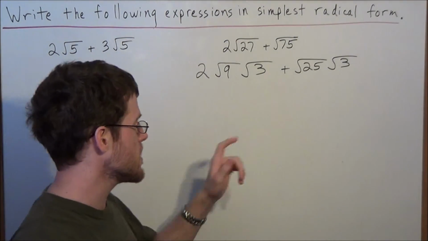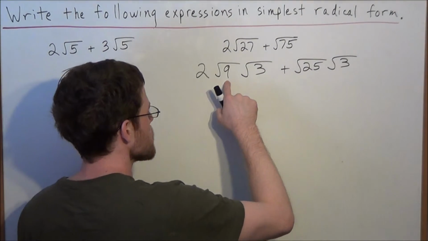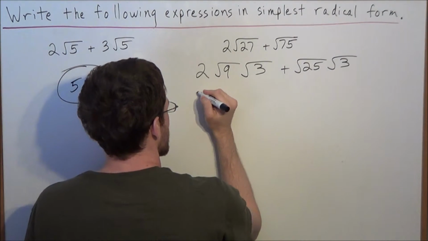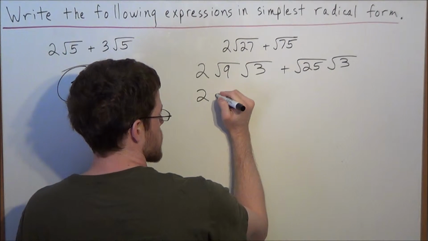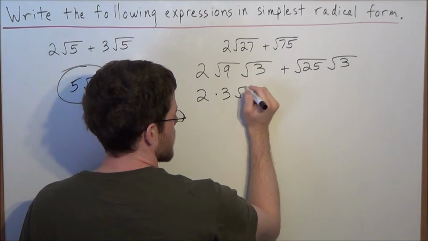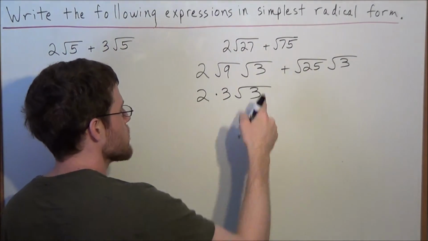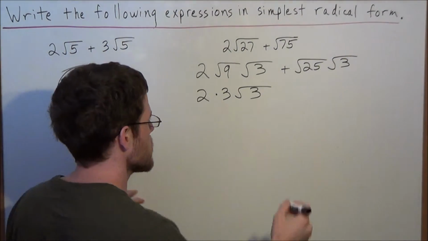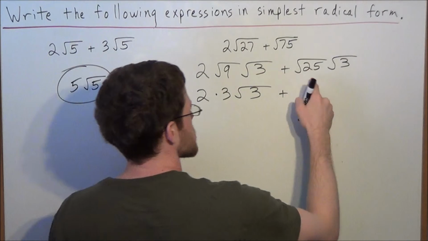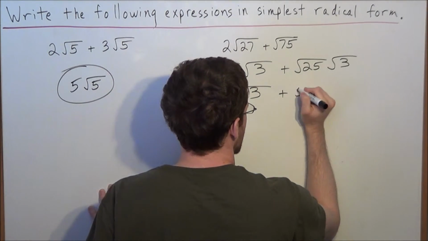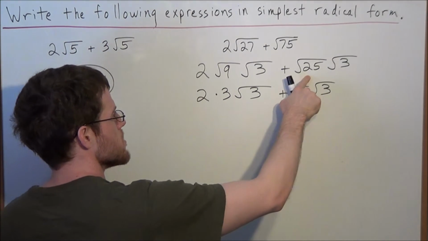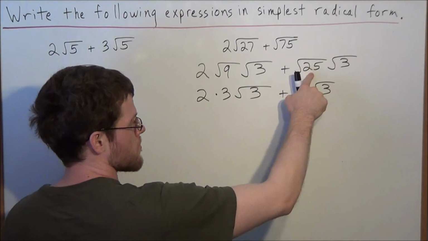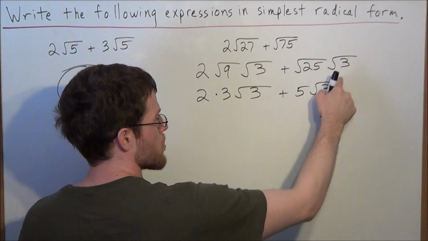Now the reason why we did this is because now we can simplify. The square root of 9 is 3, so we have 2 times 3, and then we just leave radical 3. That cannot be broken down any further. And now we have plus, the square root of 25 is 5, and we have radical 3. So all we did is simplify this piece here. Radical 25 simplifies to 5, and radical 3 we just rewrite.